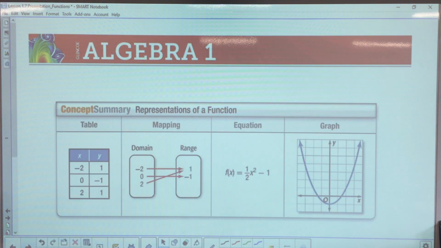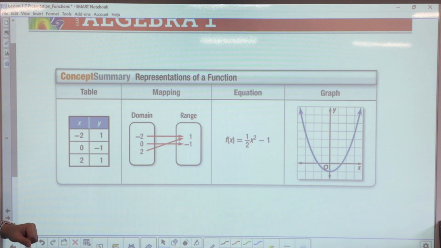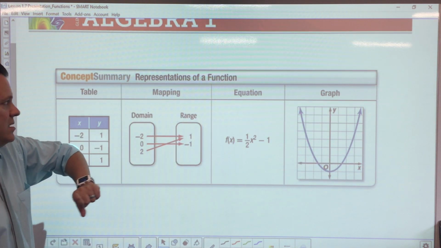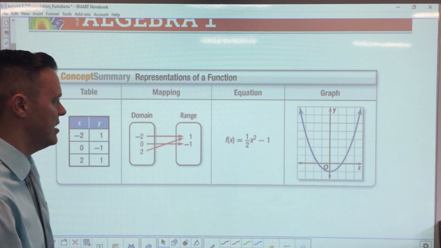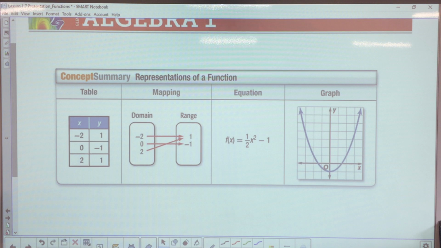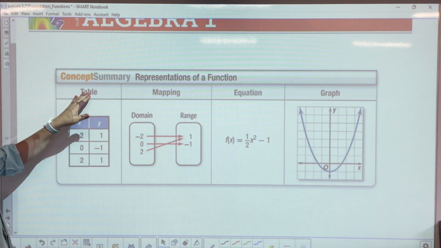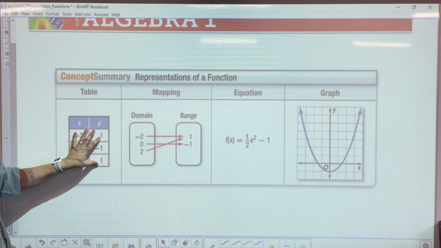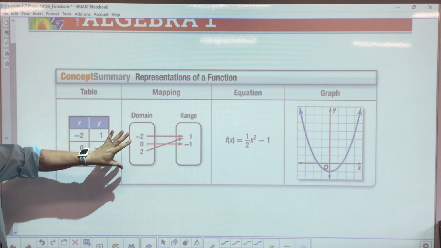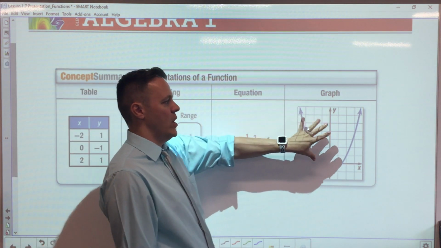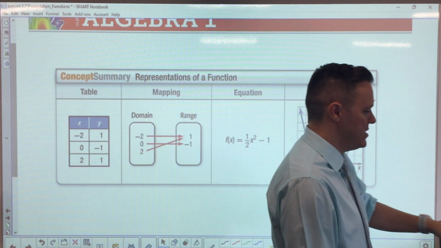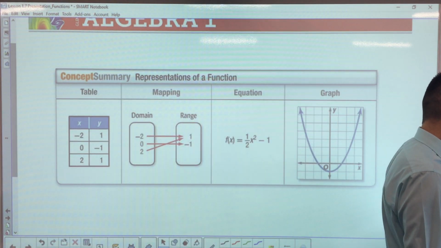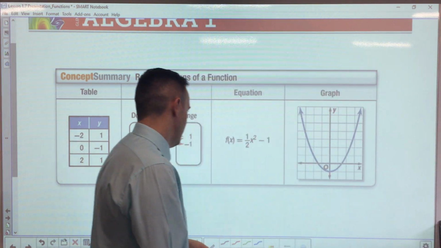Okay? All right, concept and summary. I want to make sure you understand what a table is, what a domain is, what the mapping is, what an equation looks like, and what a graph looks like. Make sure you understand what can represent a function. If I show you a table, a mapping, an equation, or a graph, these are four different ways that I can show you a function. If you look on page 51, at the actual bottom, there's an illustration of what you're doing.